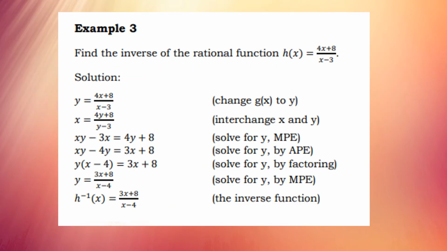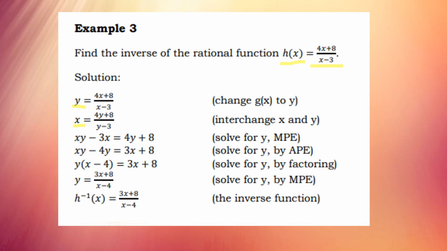Find the inverse of the rational function h of x equals 4x plus 8 all over x minus 3. Okay? So, una daw, ang gagawin natin, itong h of x, papalitan natin ng y. So, magiging y na siya. Then, we just copy 4x plus 8 over x minus 3. After that, interchange x and y. Di ba? Ito y yan, gagawin na natin siyang x. Then the x here will become y. So 4y plus 8 all over y minus 3.